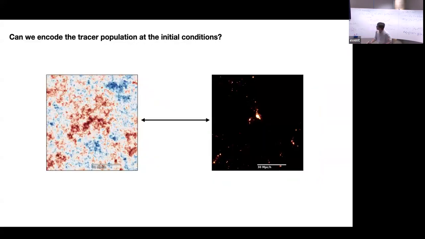Okay, so the second thing, I managed to do one calculation. I'm actually very happy. I didn't think I was going to get there. So thank you all for your patience. In the last 10 minutes, let me just very quickly point out the following, which is the second step that we need, which is how can we actually encode this tracer population really at the level of the initial conditions.